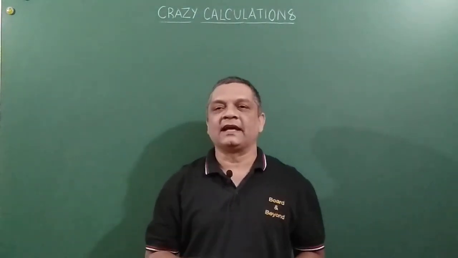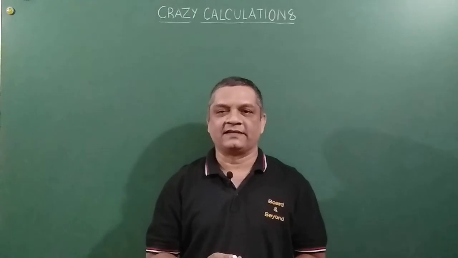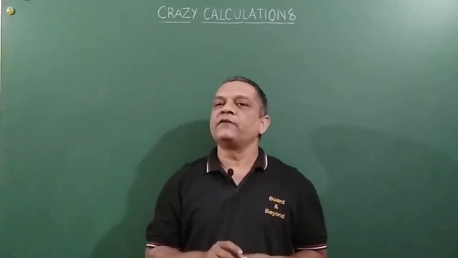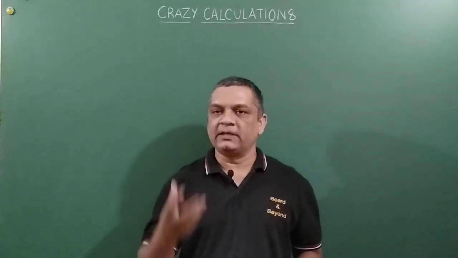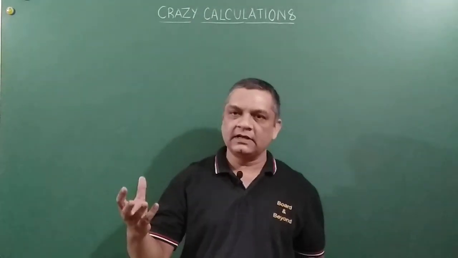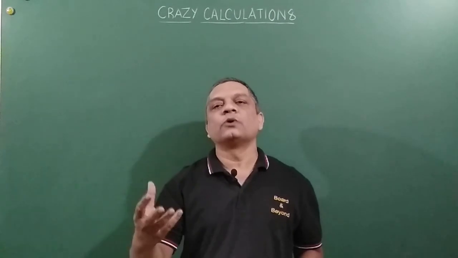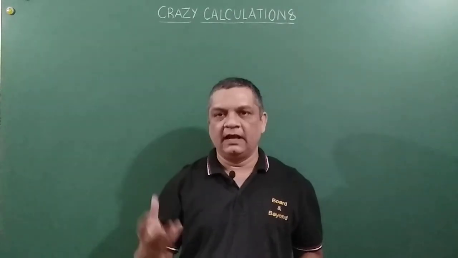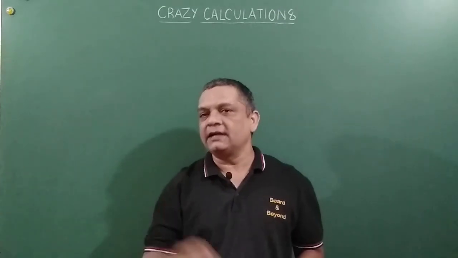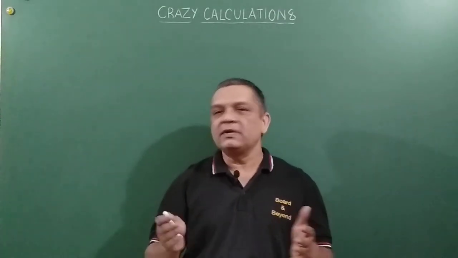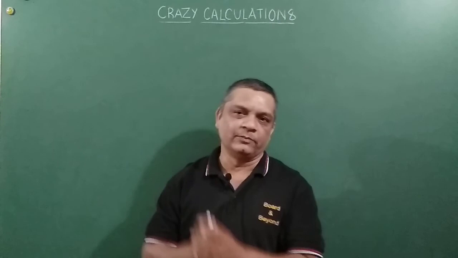So this is the crazy calculation series of Board and Beyond, friends. In this series, we try to understand a few concepts of Vedic mathematics or different sources which will reduce your computation time and thereby increase your marks. What I understand is that reducing the time is as good as increasing the marks, right?